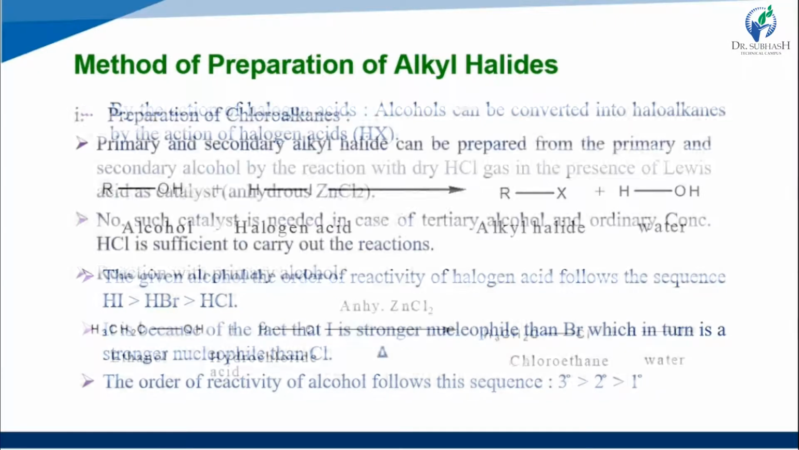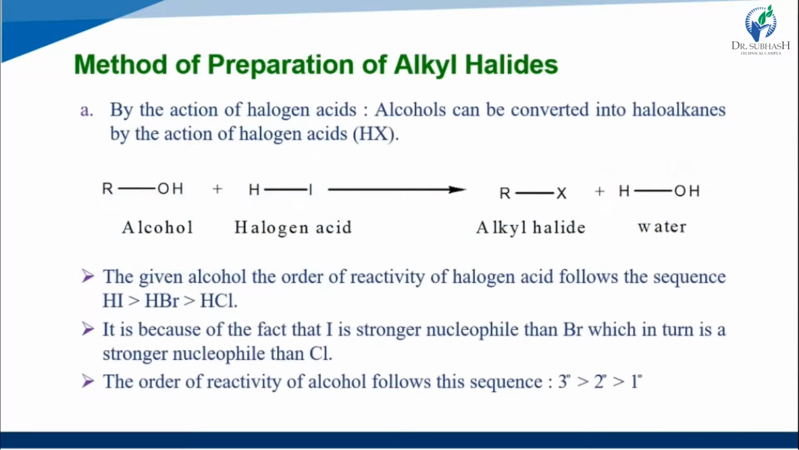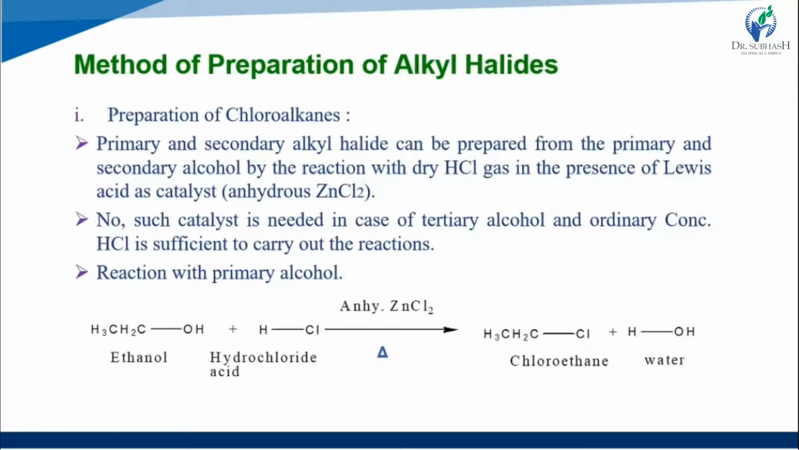Okay, so here in the first method, that is by the action of the halogen acid, the first method is the preparation of the chloroalkane. Primary and secondary alkyl halides can be prepared from primary and secondary alcohols by the reaction with dry HCl gas in the presence of a Lewis acid as a catalyst.